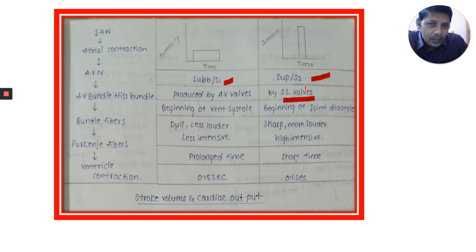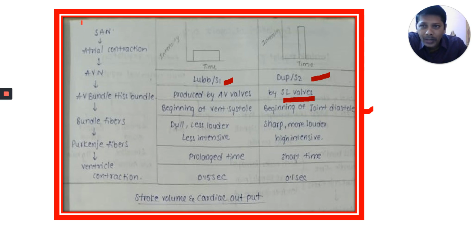And here, the dub sound, beginning of joint diastole. This sound is dull, lesser intensity. This is sharp, more louder, high intensity sound. And prolonged time 0.15 seconds, short time 0.1 second. This is the difference between lub and dub. You can note down this point.